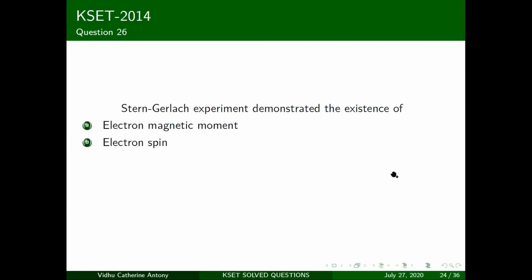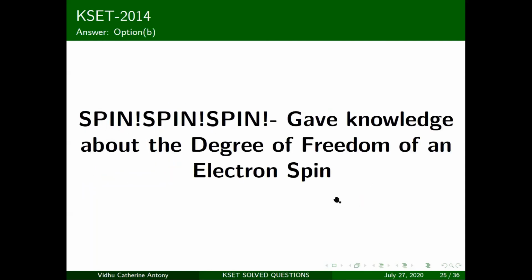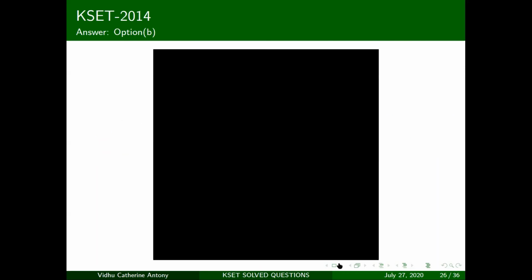Okay, so this is the option. I will show you. It basically gave you the knowledge about the degree of freedom of an electron spin. And I think this is a really interesting video. It should give you a whole idea, rather than looking at the mathematics of your Stern-Gerlach experiment. You can actually picture this whole process. So let's do that.